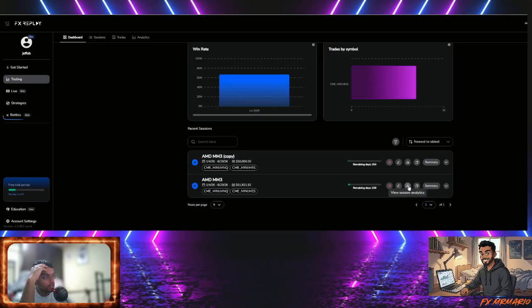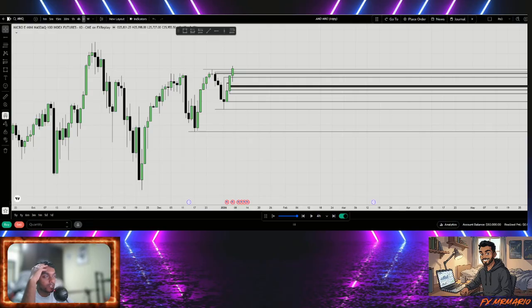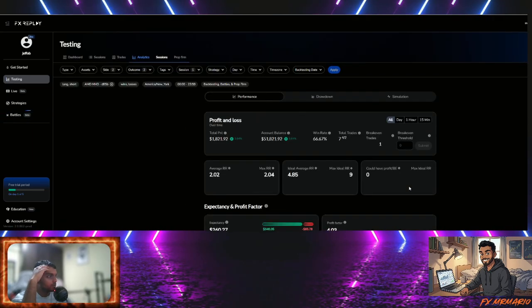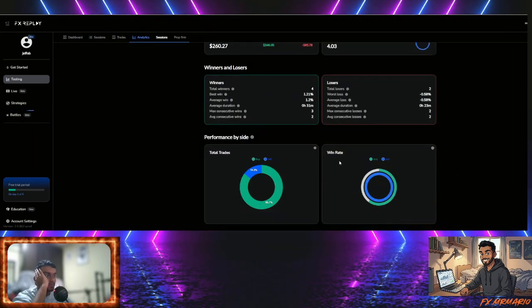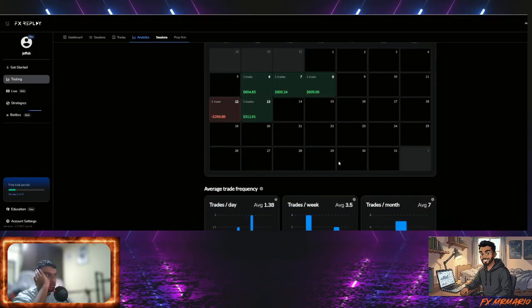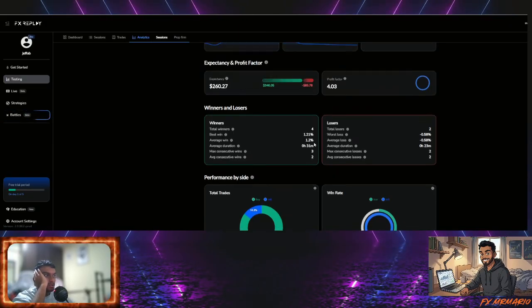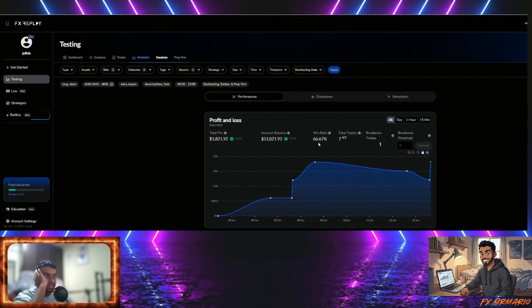And yeah, so this one I just created so that I can show you guys the trades. So let's look at the analytics. I just traded a few days, I believe. I believe this is the one. Yeah, this is a session in analytics. So I believe I just traded like 5 days, right? And our win rate was already 66.67.